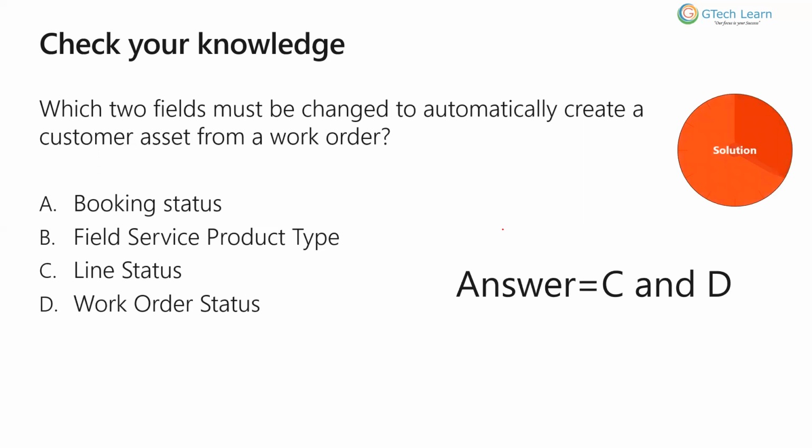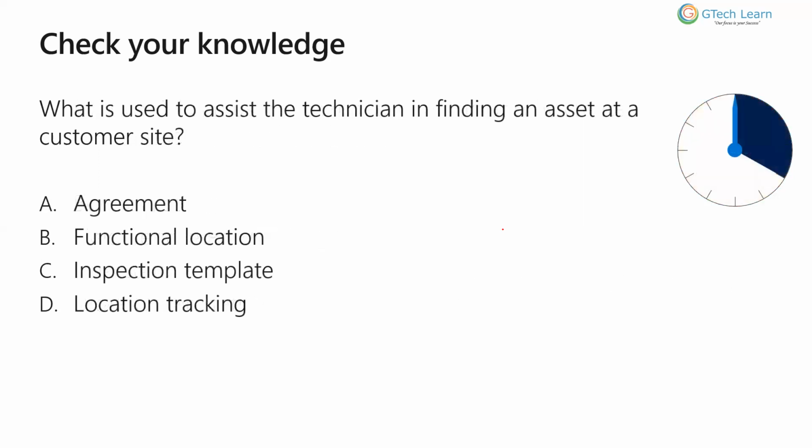Okay, so the correct answer for that question is going to be option C and D. That means the line status and work order status. Next question we are having in that thing is, what is used to assist the technicians in finding an asset at a customer's site? Whether it is an agreement, is it a functional location? Is it an inspection template? Is it a location tracking? So let's get your answers on the chat and let me start the timer now.